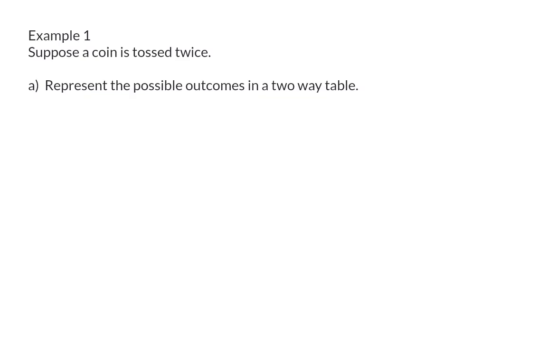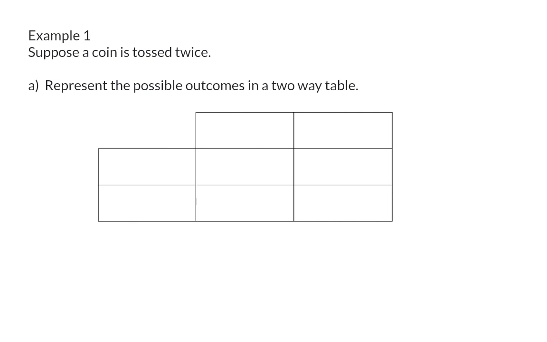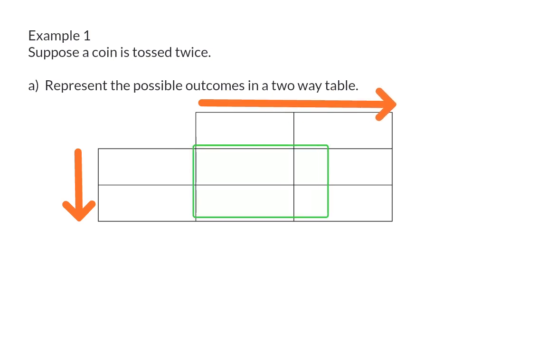Example 1. Suppose a coin is tossed twice. First question, represent the possible outcomes in a two-way table. To complete a two-way table, you will write down the possible outcomes for the first event vertically down and the possible outcomes for the second event horizontally. In the middle, we'll then find the combined possible outcomes when both events happen.